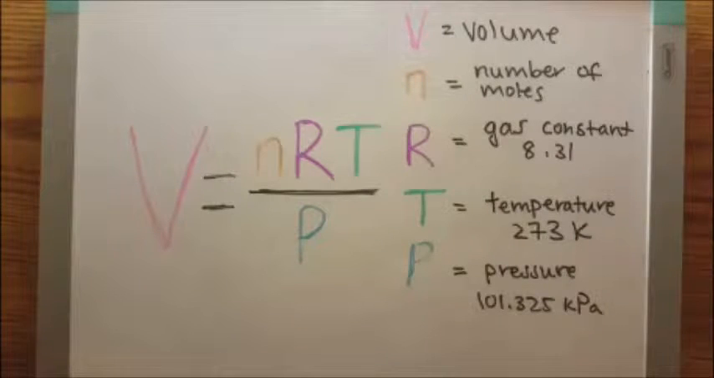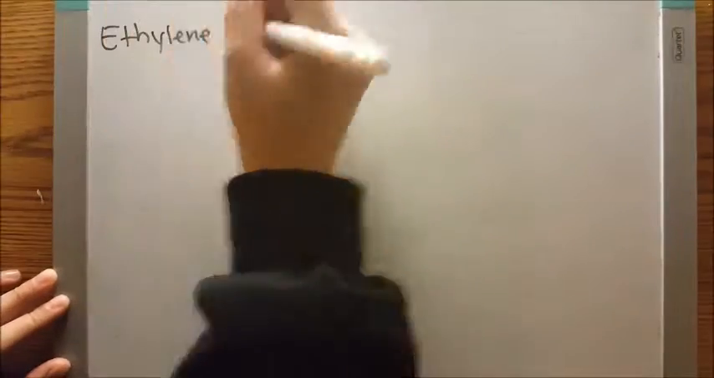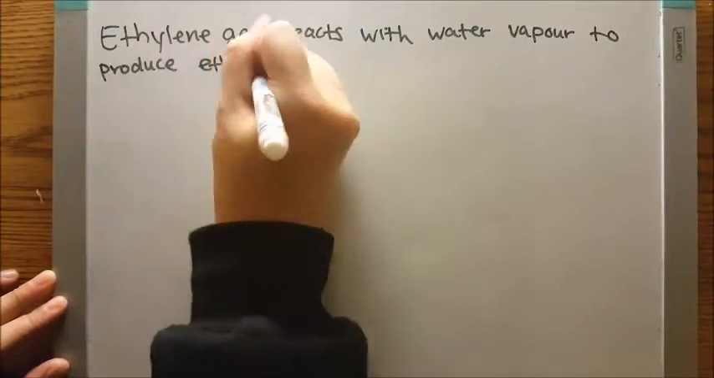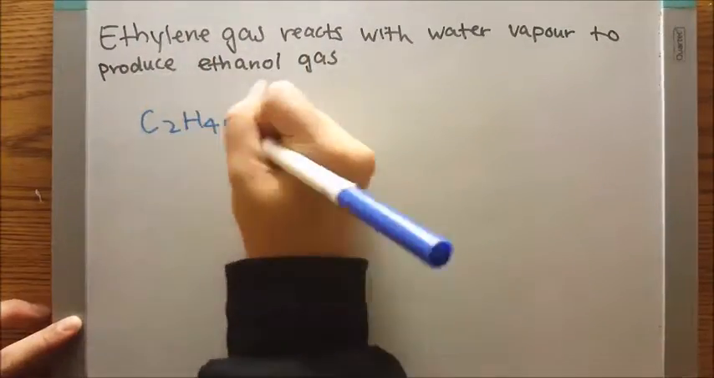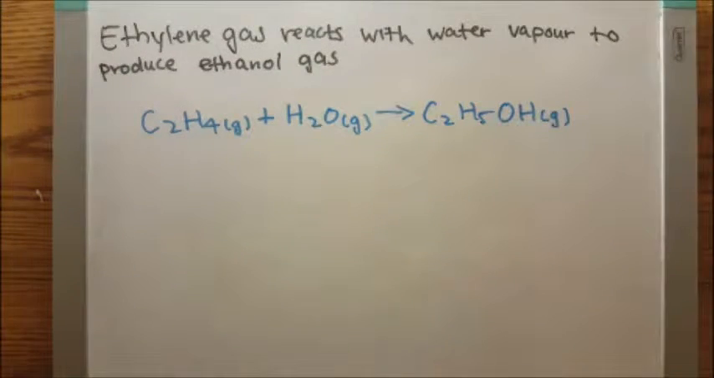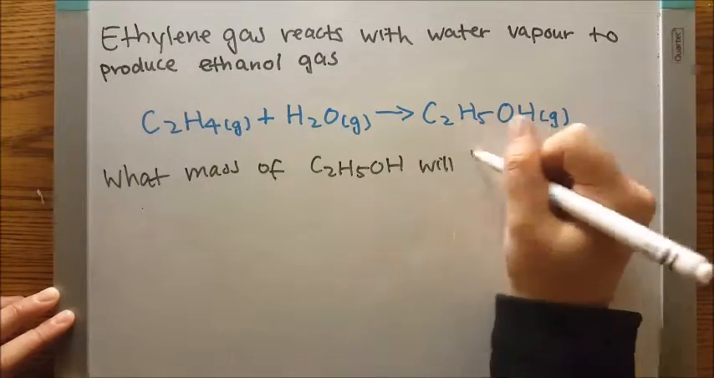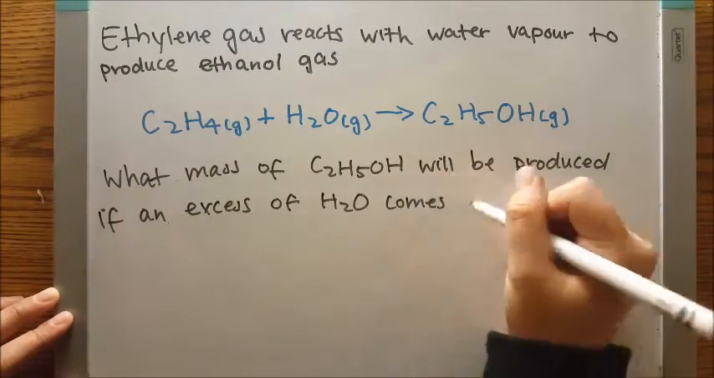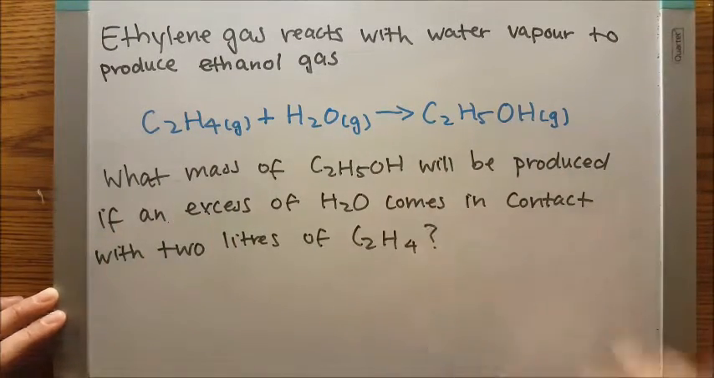Let's do a practice problem using the equation for molar volume. Ethylene gas reacts with water vapor to produce ethanol gas. Here's the balanced equation. What mass of ethanol will be produced if an excess of water comes in contact with 2 liters of ethylene?